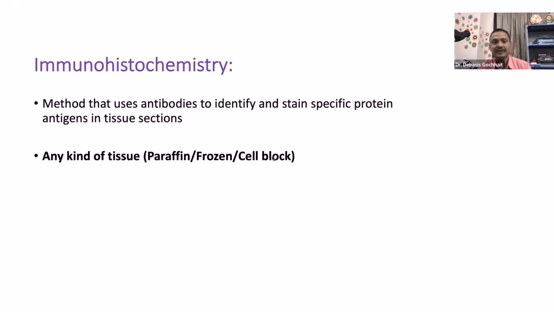Okay. Now, you are very clear. We can try it on paraffin. We can try it on frozen. And for frozen, you have to remember mostly two important uses. One is in kidney, where we do IF or direct immunofluorescence, and one is for muscle enzymes. The third is cell block, or on cytology material we can also do immunohistochemistry.